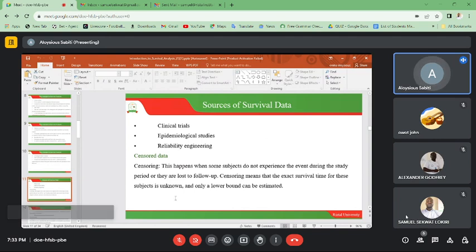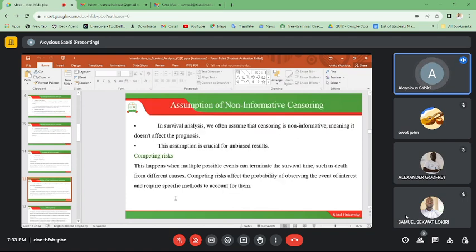So censored data. Censoring happens when some subjects do not experience the event during the study period, as we said earlier. It means that the exact survival time for these subjects is unknown, and only a lower bound can be estimated. So therefore, you may not need to include them in your study.